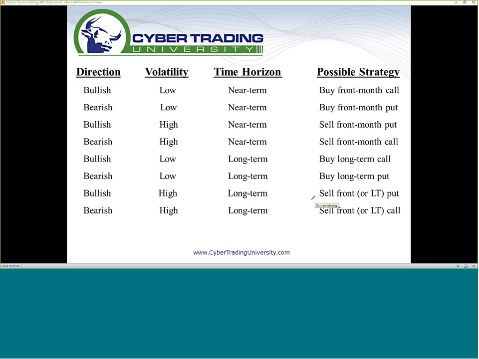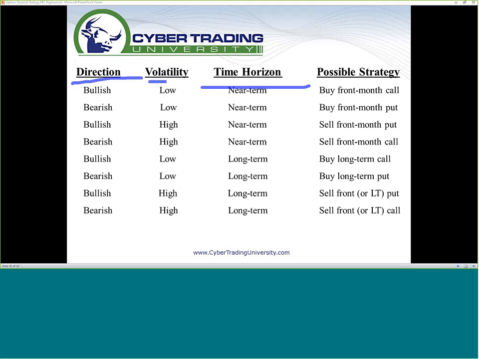You can see, this little exercise that we go through will help determine the appropriate option contract to trade, whether it's a call or a put, long-term or short-term, based on price, time, and volatility. Price is direction, time is time horizon, and volatility.